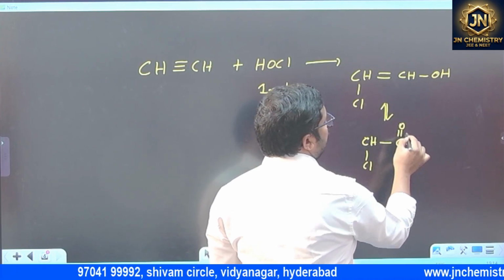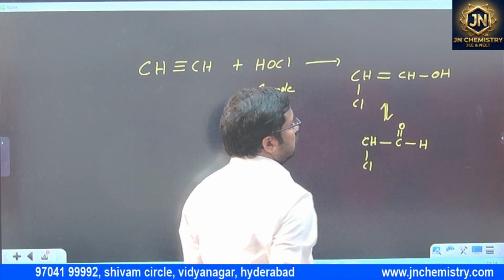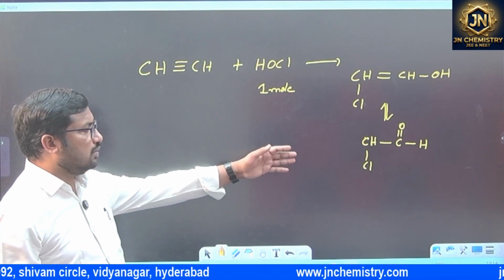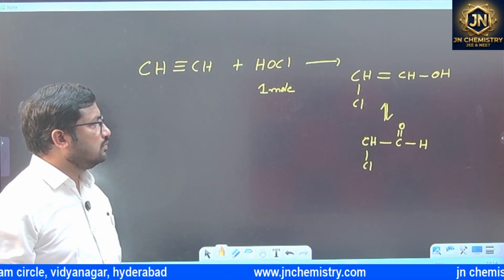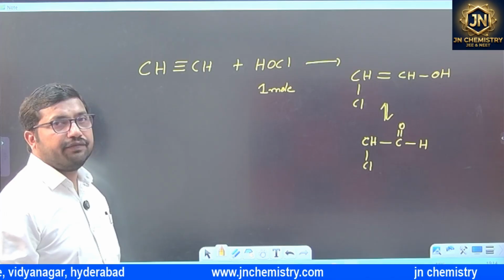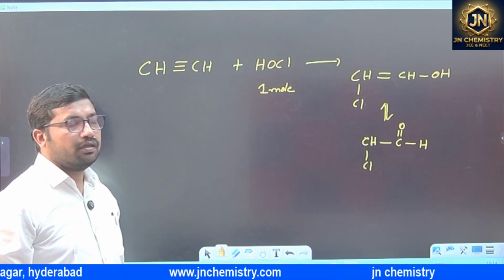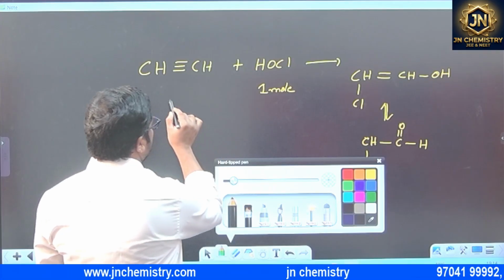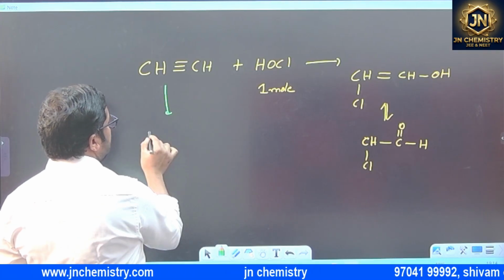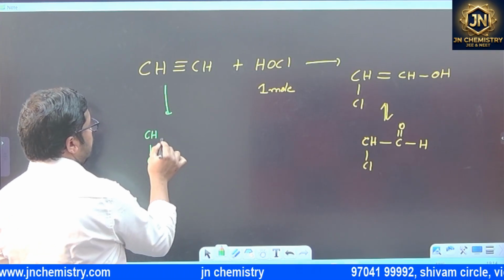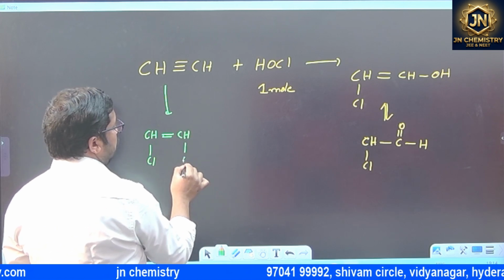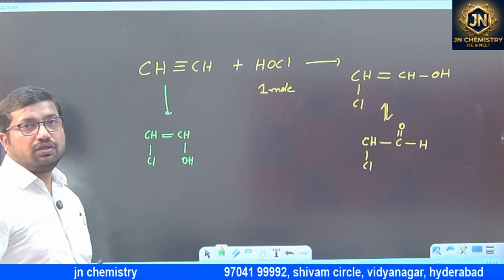CH=O, H. Keto-enol tautomerism, do you know? 1 mole. Clear, everyone? If you are taking 2 moles, what exactly happens? So first mole: CHCl=CHOH, first mole.